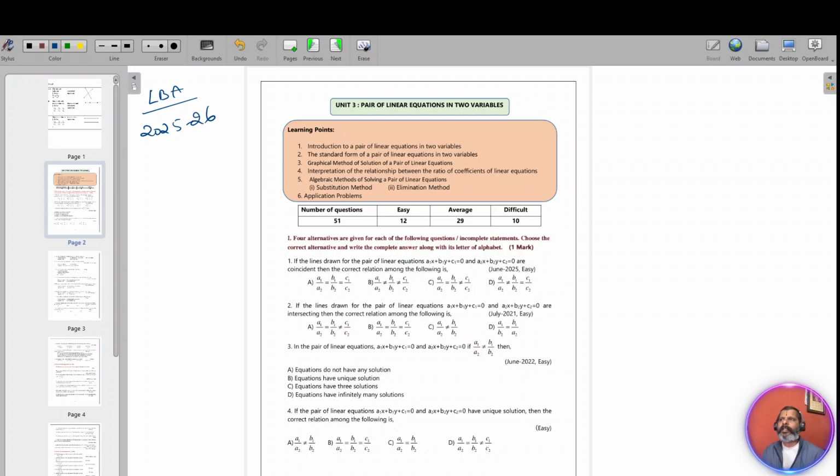Hello students, in this class we will see 1 mark questions LBA for the linear pair of linear equations in two variables chapter. It's LBA for 2025-26. LBA means lesson based assessment.